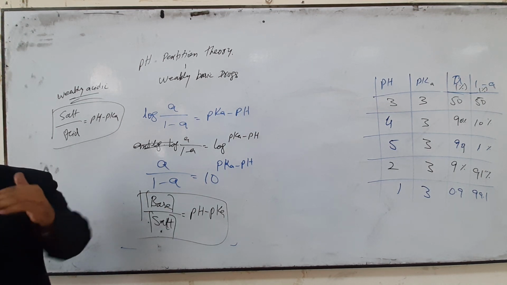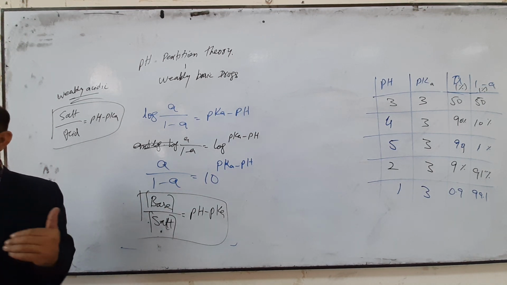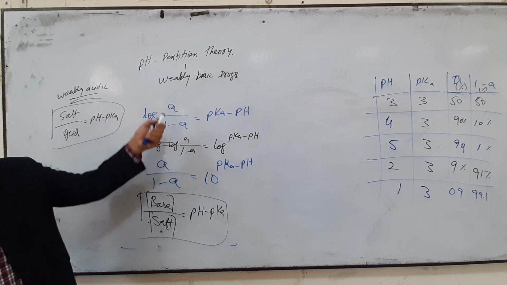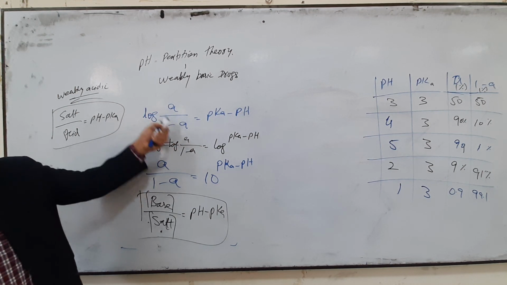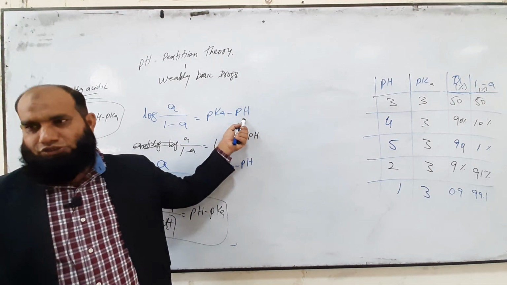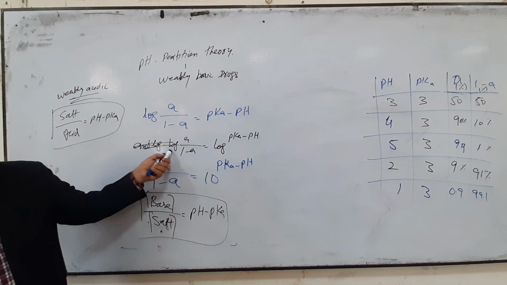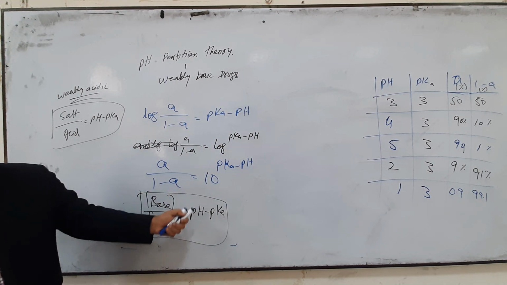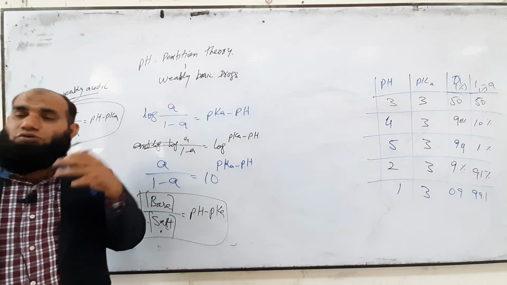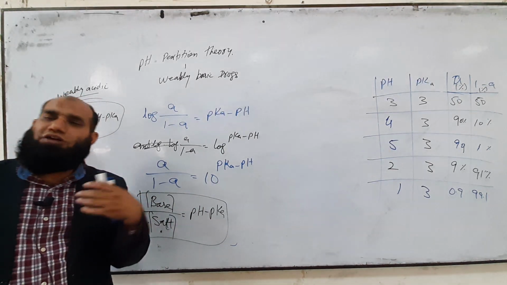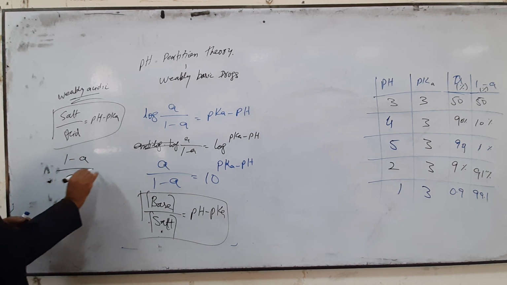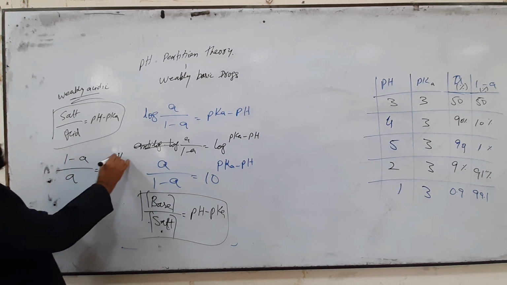So we can write this pH partition theory equation, the Henderson-Hasselbalch equation, in four or five ways. One is log of ionized over 1 minus ionized, or unionized, is equal to pKa minus pH. Another is with the log, and another is with log base 10. We can also shuffle it and write the inverse. This inverse will be unionized divided by ionized is equal to 10 raised to the power pH minus pKa.